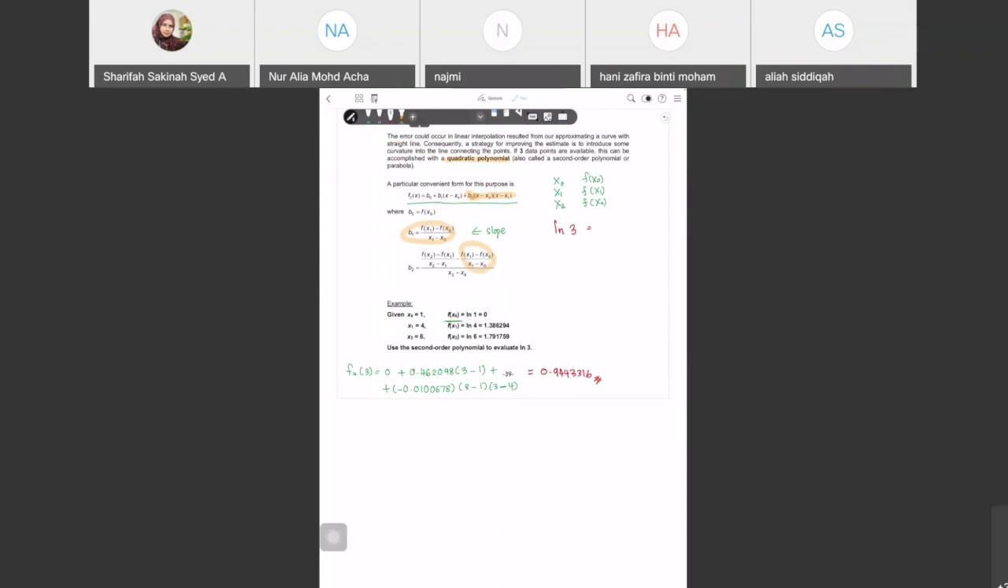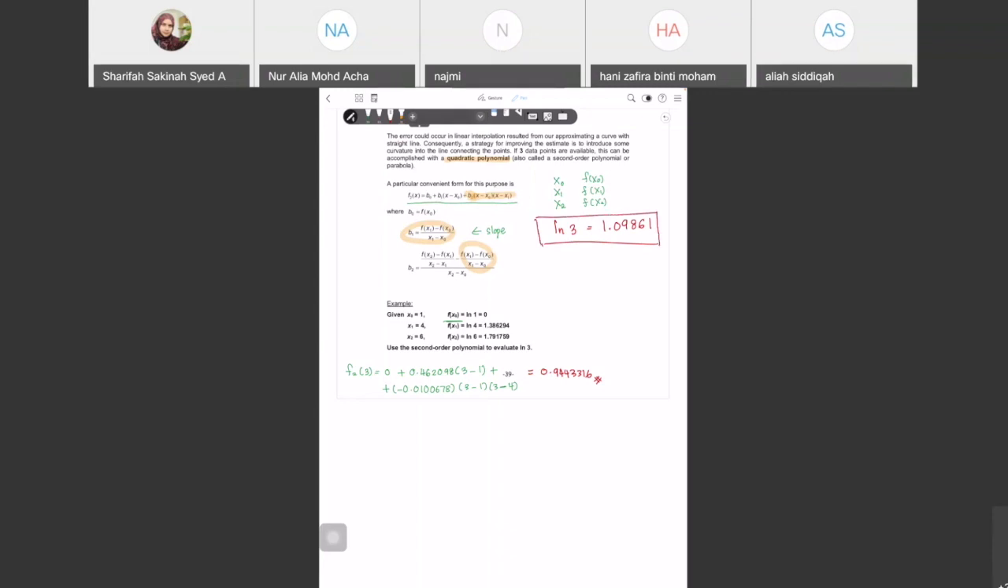Ani, maybe you can calculate for me. What is the answer? Okay, ln 3 is 1.0986. So this is the exact answer, the exact solution.